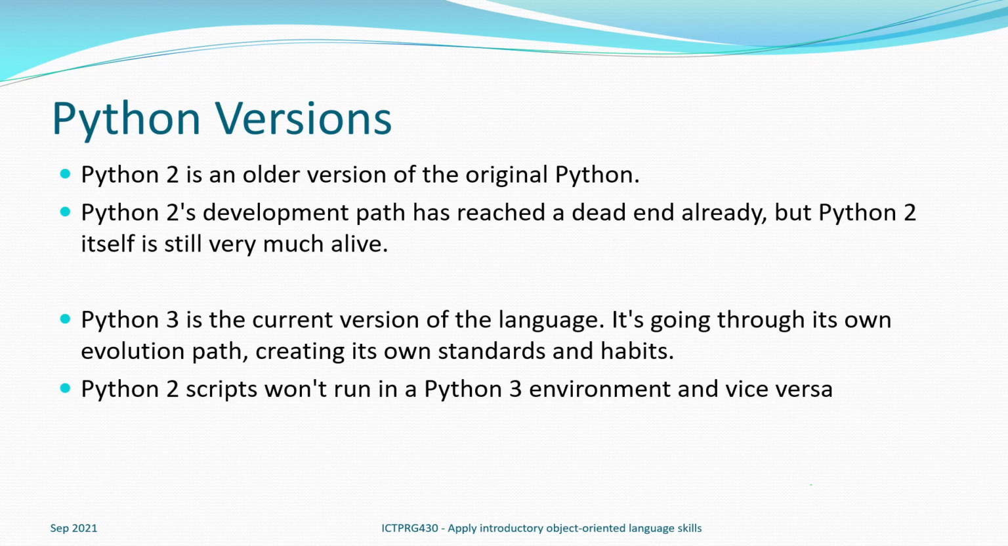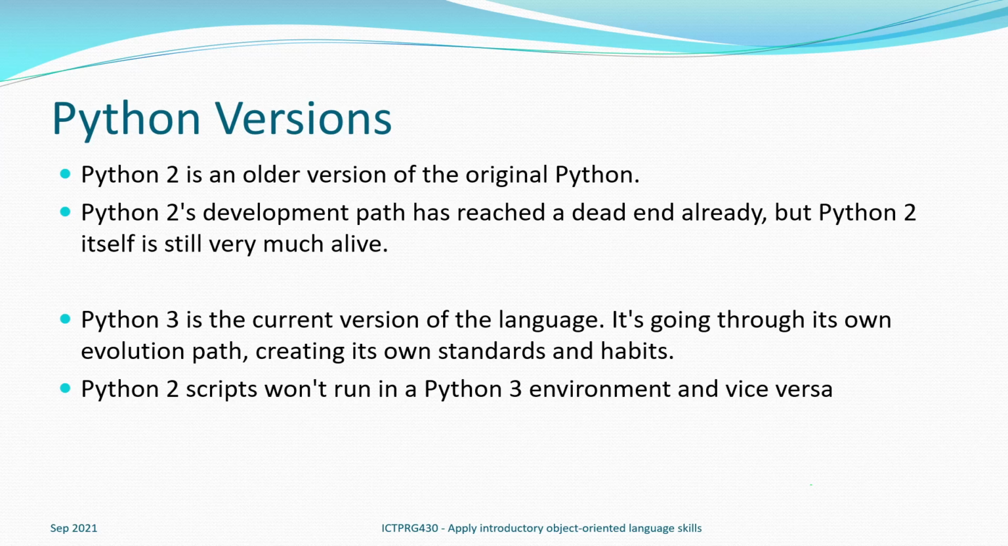Now, there are a couple of different versions, and they're not compatible with each other. Python 2 is the older, and it's no longer under active development as a language, but there are still quite a lot of programs out there in that language. It's not necessarily easy to port from version 2 to version 3. So you may come across code in version 2.